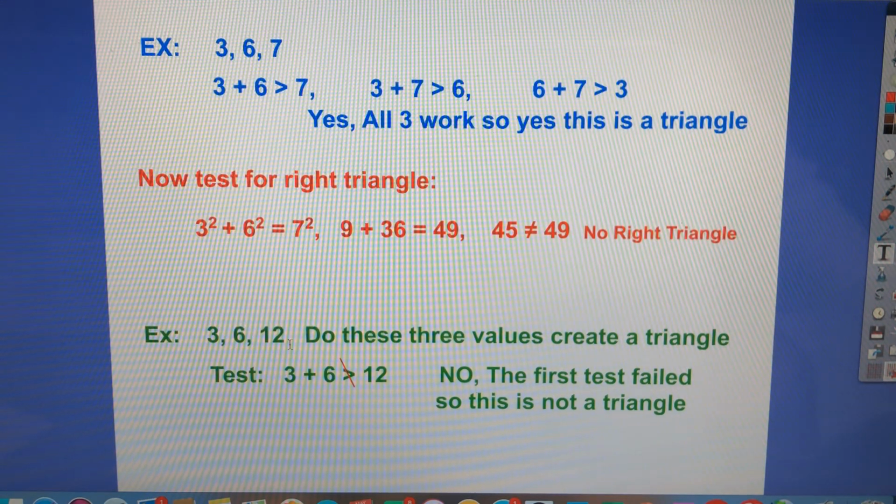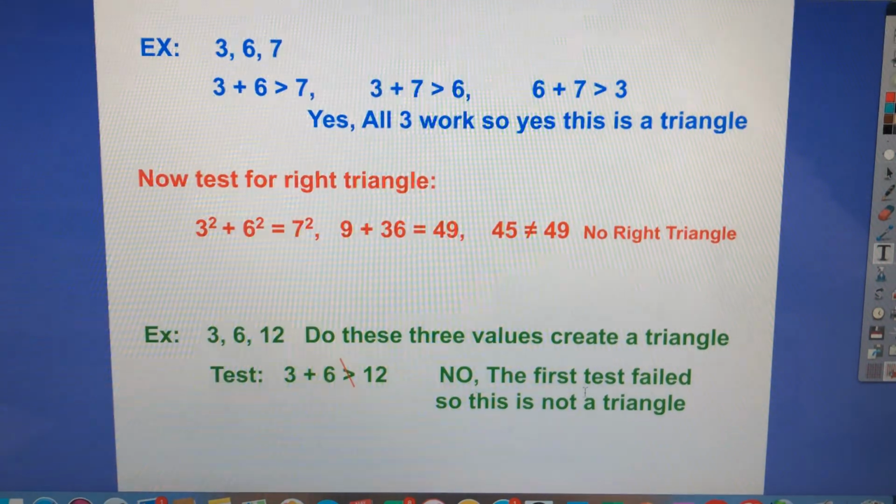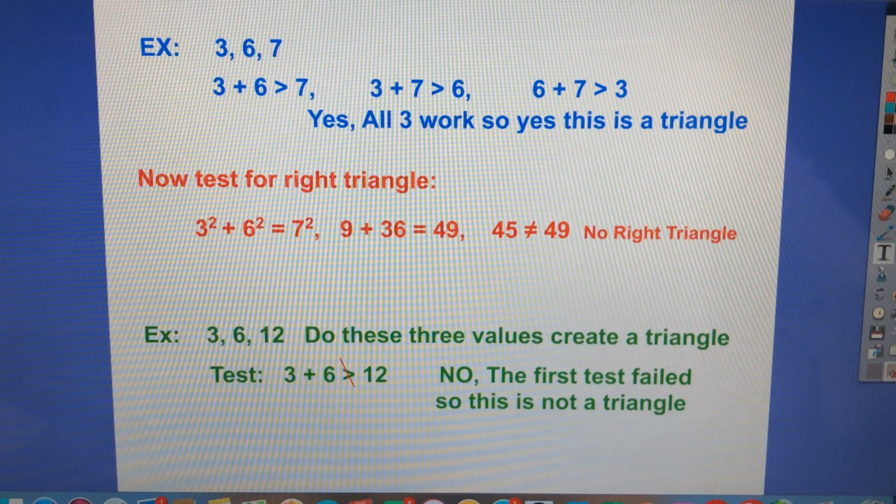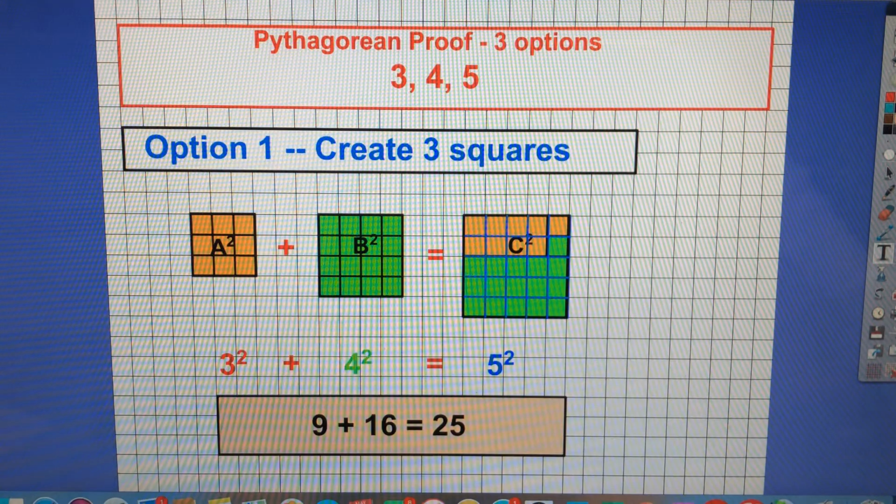3, 6, and 12. Let's practice. 3 plus 6, is it greater than 12? No, it's not. 3 plus 6 is 9, and 9 is not greater than 12. My very first test failed. I already know it is not a triangle at all. So therefore, it also can't be a right triangle because it's not even any type of triangle.